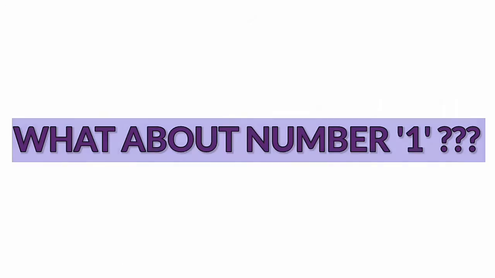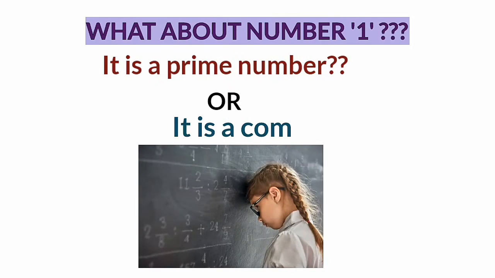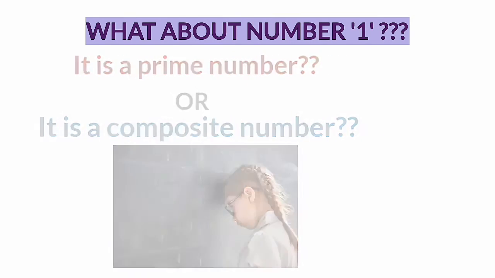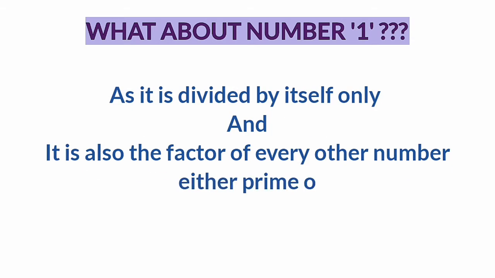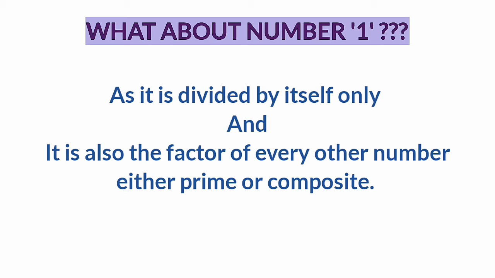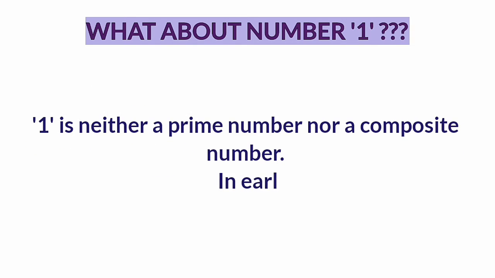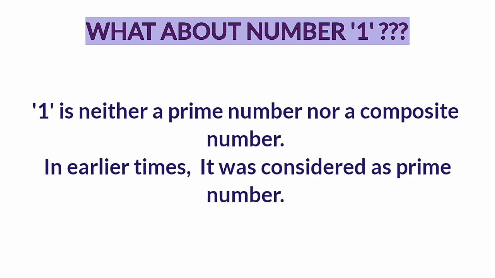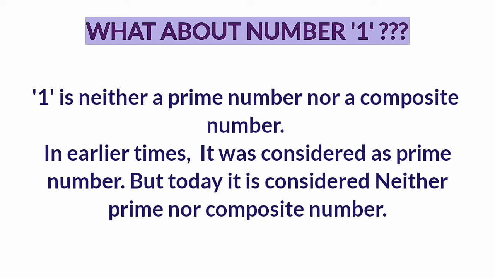Now I guess what you guys might be thinking, that what about number 1? Is it a prime number or is it a composite number? There may be a confusion as it is divided by itself only, and it is also the factor of every other number, either prime or composite. So what is it? Is it prime number or composite number? Let's check out. 1 is neither a prime number nor a composite number. In earlier times, it was considered as prime number, but today it is considered neither prime nor composite number.